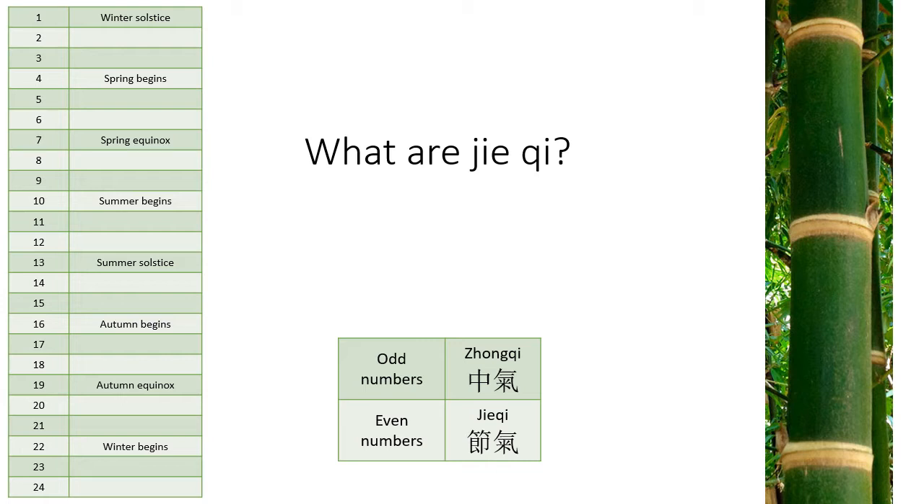And there are two different types of jieqi. The odd numbered ones are called zhongqi, for instance the solstices, winter solstice, and the equinoxes, spring equinox, summer solstice, autumn equinox. And the even numbered jieqi are called jieqi, and these are the ones in between, for instance the beginnings of the seasons, like spring begins, summer begins, autumn begins, and winter begins.